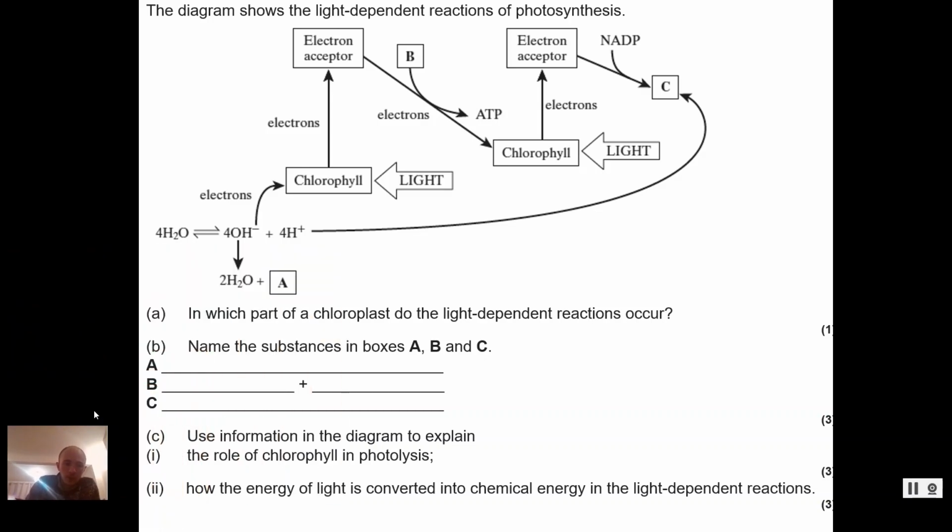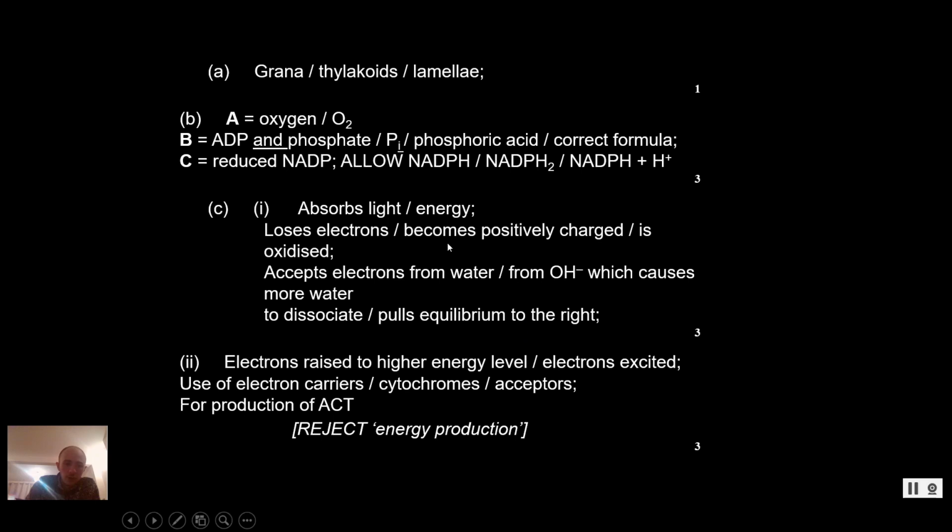Right, use the information in the diagram to explain the role of chlorophyll in photolysis. So let me show you the mark scheme for this because it's worth 3 marks. So you can see, it absorbs light energy, it loses electrons, it accepts electrons from water. Now, in all honesty, there's a lot on here that is not on A level as well. So for instance, the equilibrium to the right, that's chemistry. No one likes chemistry, that's the thing. OH minuses, that's not on the A level either.